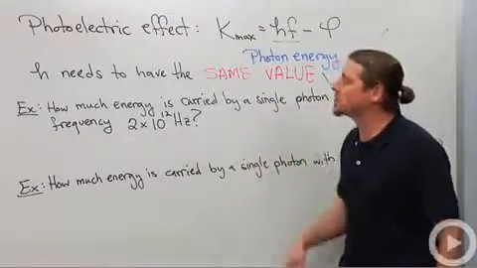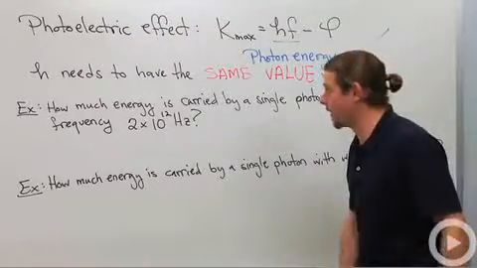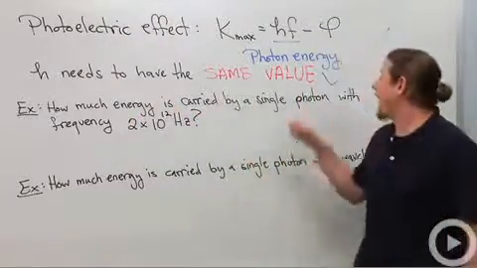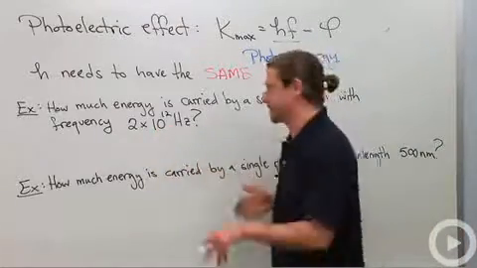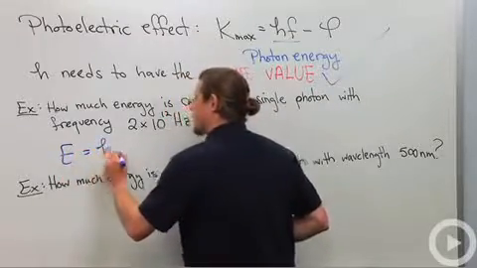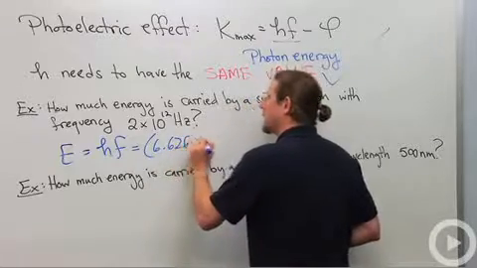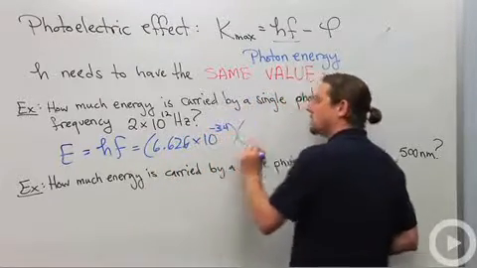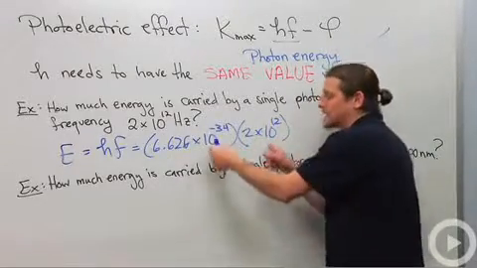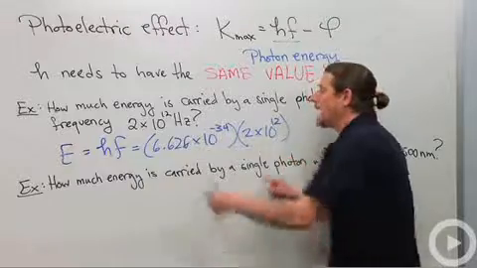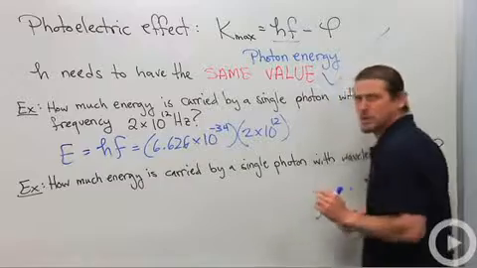All right, so let's go ahead and just do some problems. These are fairly simple. We're basically going to plug some numbers into a formula. How much energy is carried by a single photon with frequency 2 times 10 to the 12 hertz? Well, energy equals hf: 6.626 times 10 to the minus 34, times 2 times 10 to the 12. As with everything, when you've got scientific notation, you do the numbers first and then the tens. So 2 times 6.626.